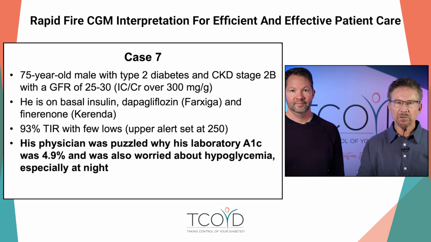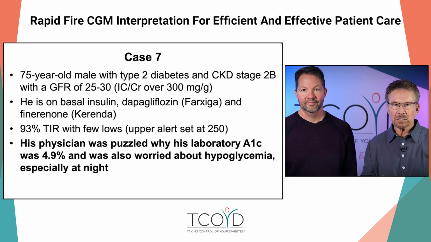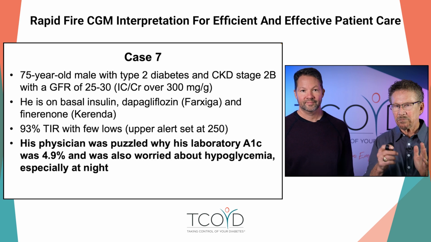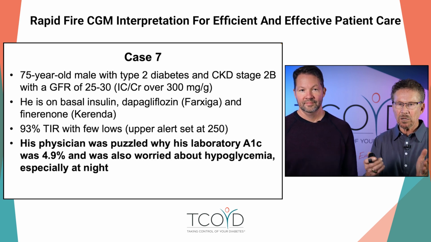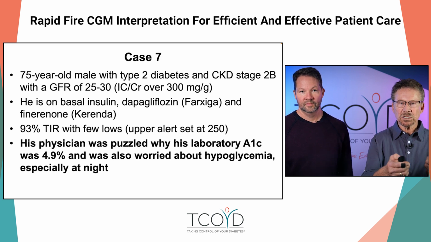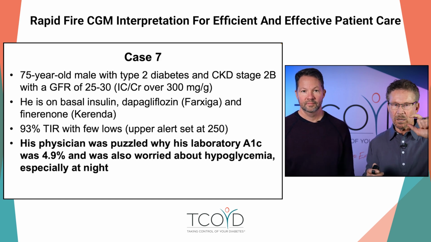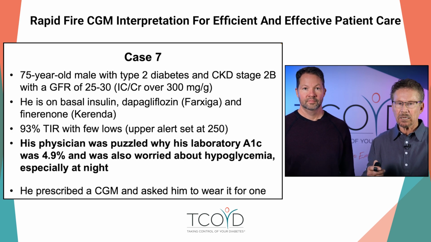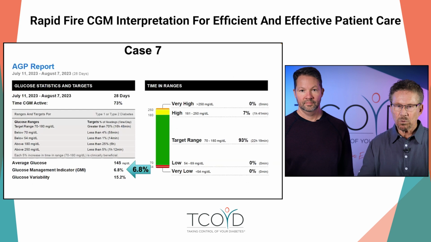Okay, geez. 75-year-old male with type 2 diabetes, CKD. He's on basal insulin. He's on DAPA. He's on finerenone. This is kind of a different type of clinical situation that CGM helps you diagnose. 93% time in range, but his physician was puzzled why his laboratory A1C was 4.9%. And he was worried that this guy was getting low at night. So he prescribed a CGM for him to wear, and this is what he got.